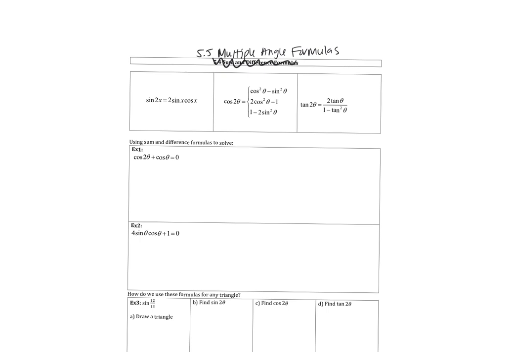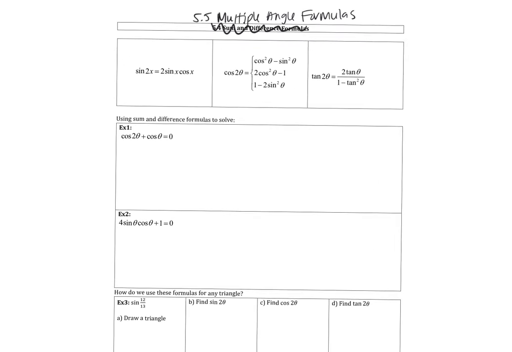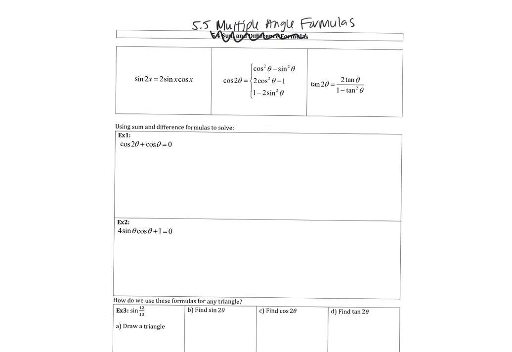Similar to the sum and difference formulas that we learned about, we are going to be using these formulas to help us solve as well as simplify some different types of equations. So as you can see, sine of 2x is equal to 2 sine x cos x. Cosine 2 theta has 3 options that it can be equal to, so depending on the scenario, we'll choose the most appropriate. And tangent 2 theta is equal to 2 tangent theta over 1 minus tangent squared theta. Let's get started with the first one.